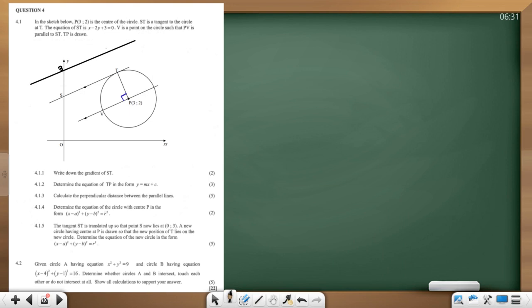A new circle having center P is drawn so that the new position of T lies on the new circle. The new position, okay, so T lies on the new circle. Determine the equation of the new circle.